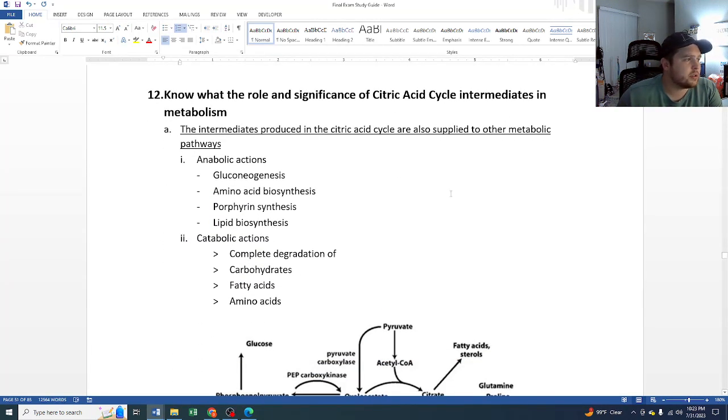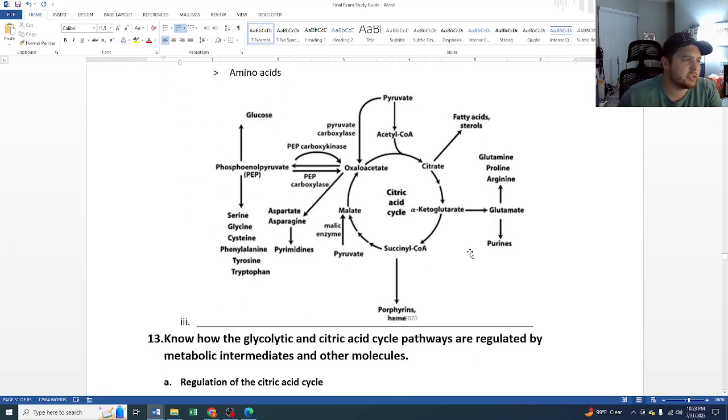The citric acid cycle intermediates. This is this whole chart. Again, you want to mostly focus on oxaloacetate, as this is the most common one. All of the arrows going in and away from oxaloacetate, I would mostly focus on those. But understand that there's the malic enzyme that can turn pyruvate into malate. So there are different ways for these to turn into the intermediates or be used for other biosynthesis purposes.